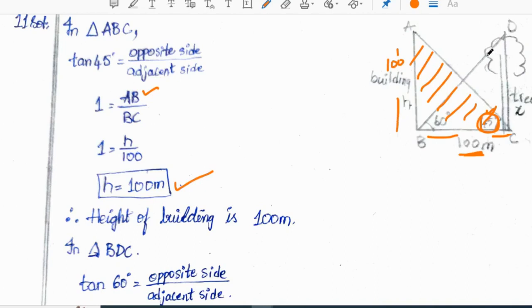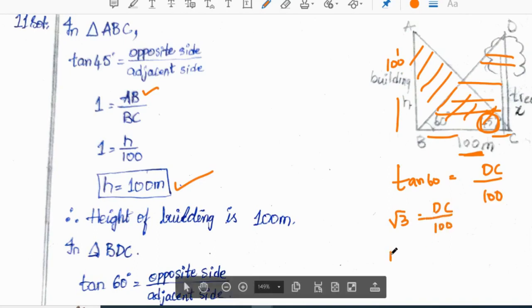Now in another triangle, BDC. In triangle BDC, tan 60 is equal to the opposite side, which is DC, by the adjacent side, 100. Tan 60 value is root 3, so root 3 is DC by 100. So DC is equal to 100 into root 3. Therefore, the height of the tree is 100 root 3 meters and the height of the building is 100 meters.